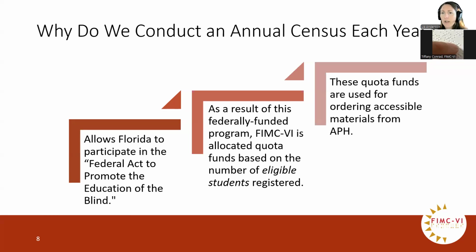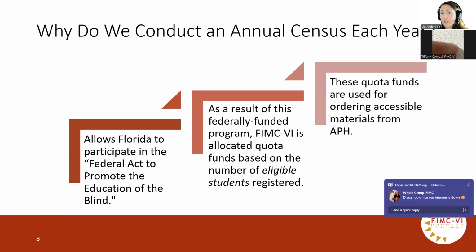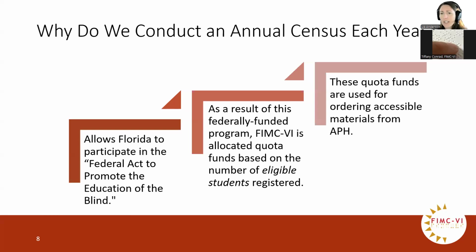Okay, so, and I'm going to get more into who is eligible. That has changed. It actually changed this past year at the beginning of 2024. So that's a little bit different if you've been doing this for a while and maybe you weren't involved in annual census in January 2024. They did broaden who is eligible for APH. So these quota funds are used for ordering accessible materials from APH.